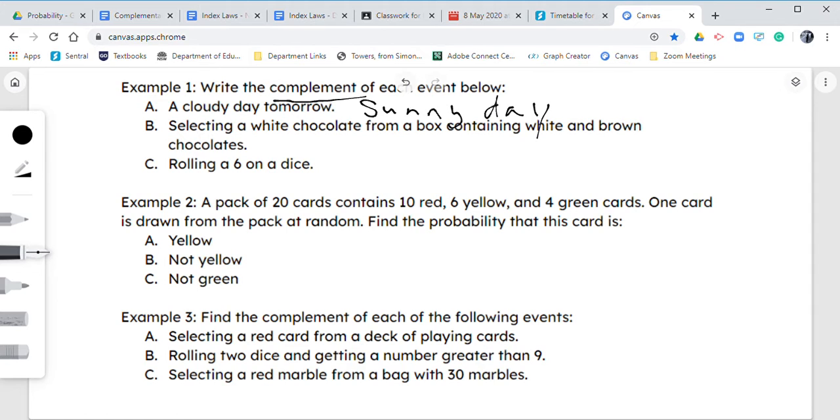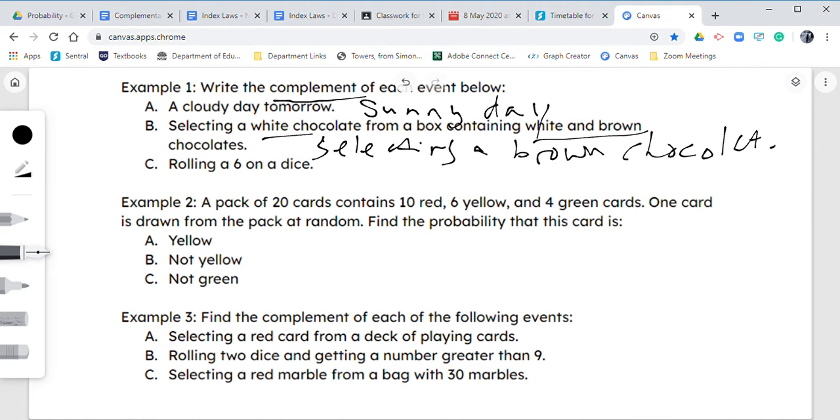So if we were to talk about selecting a white chocolate from a box containing white and brown chocolates, we're selecting a white chocolate. What's the complement to that? We'll be selecting a brown chocolate. There we go. Sometimes it's not as easy as these two examples I've just given you.